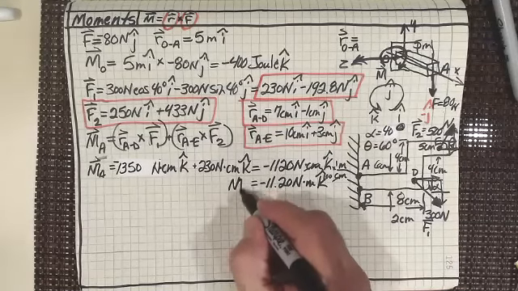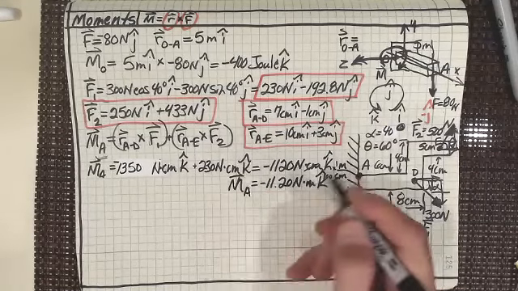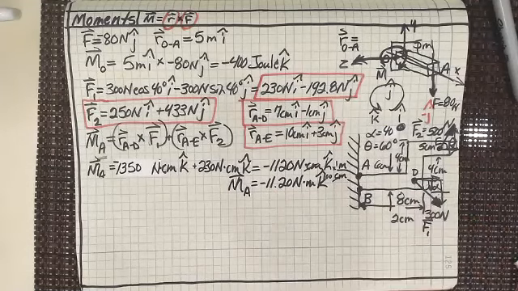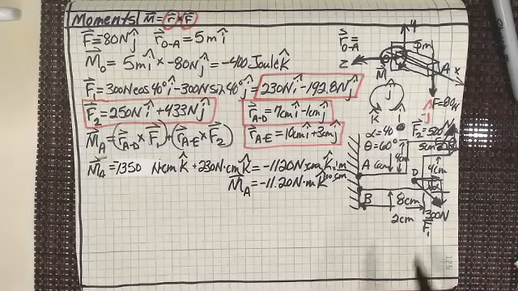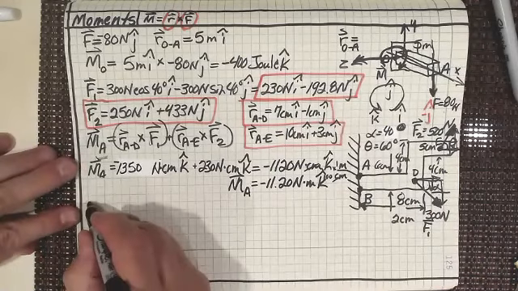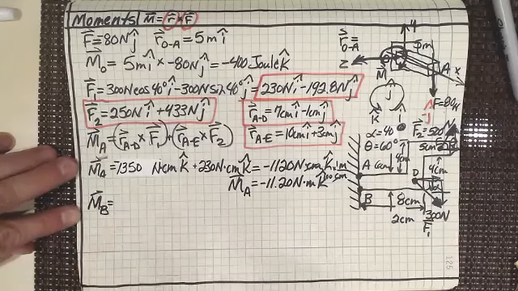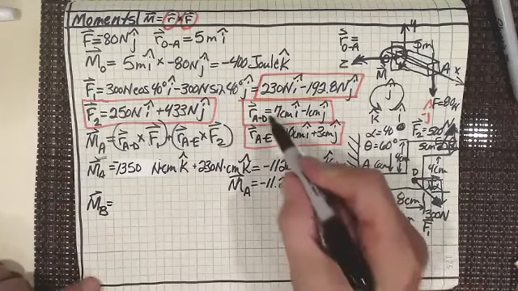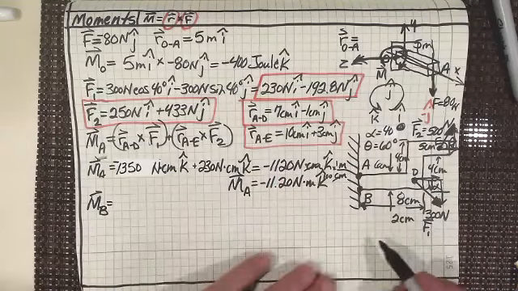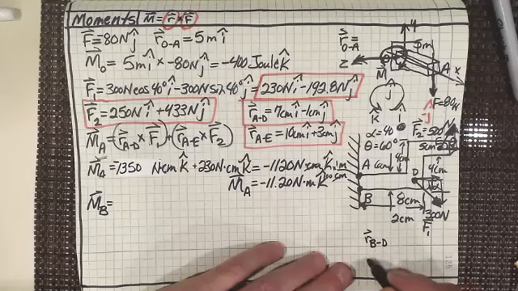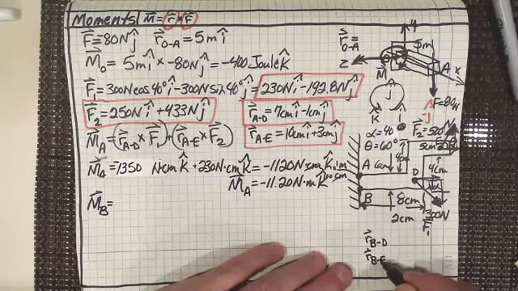I'm just going to put that here. That's our moment about A. That's our applied moment about A. Now, is it going clockwise? Yes, it is. Now let's do the same thing and do our moments about B. Again, we have to find out what that distance is. So we need R from B to D, and we need R from B to E.